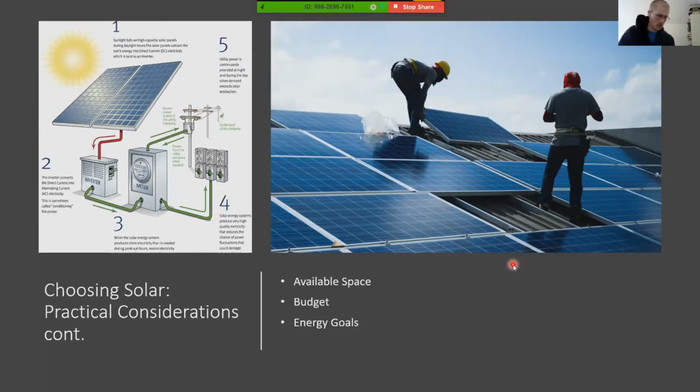And then your budget is another consideration. The average residential photovoltaic system costs between $16,000 and $21,000. That being said, there are a lot of tax incentives and leasing options that can greatly reduce the initial expense. Many companies also have solar calculators that help consumers determine what size system works best to meet their needs.